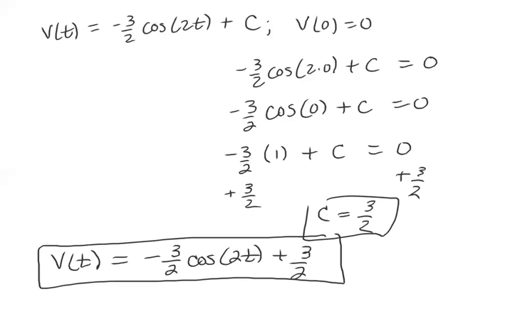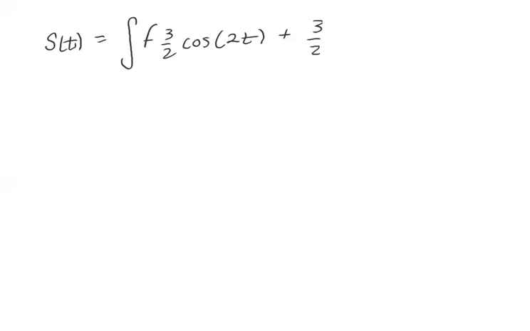All right, all that work for a velocity function, and we're not done yet. I found the velocity function. Let's find the position function, given that the velocity function is that. So if I want to find the position function, it is the indefinite integral of the velocity function, which is negative 3/2 cosine of 2t plus 3/2 dt.